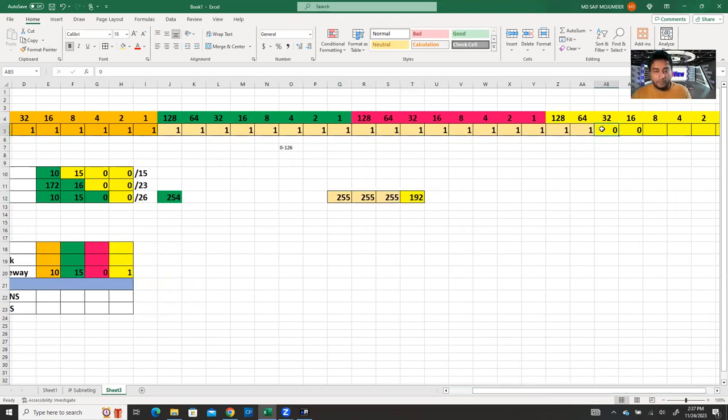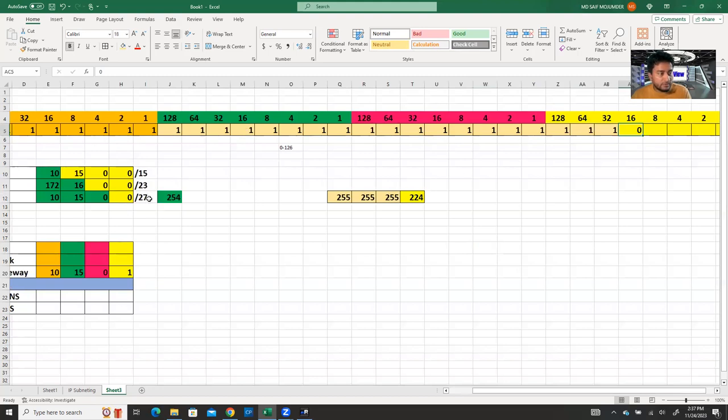Now, if it is, say, /27, then you have to borrow one more bit, and the value will be one. That means you need to add all three together, which is going to go to 224. This is how we increase one by one.